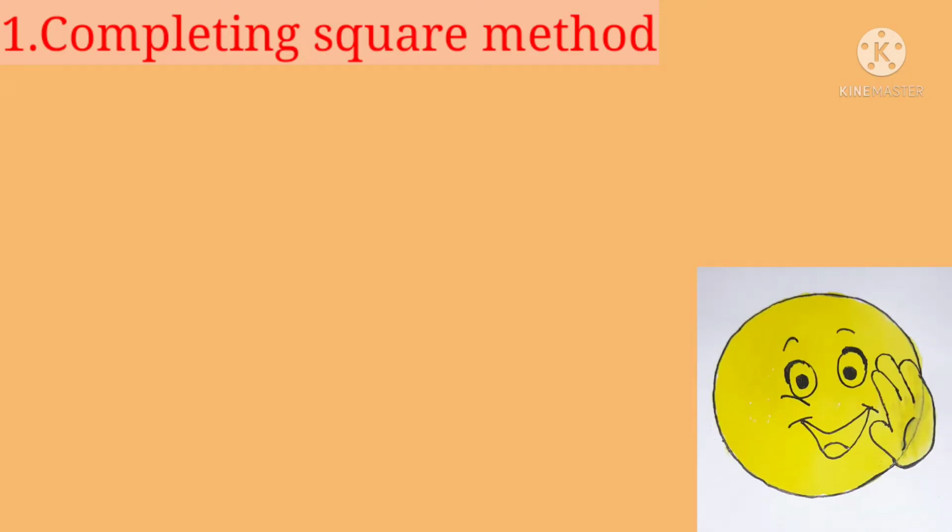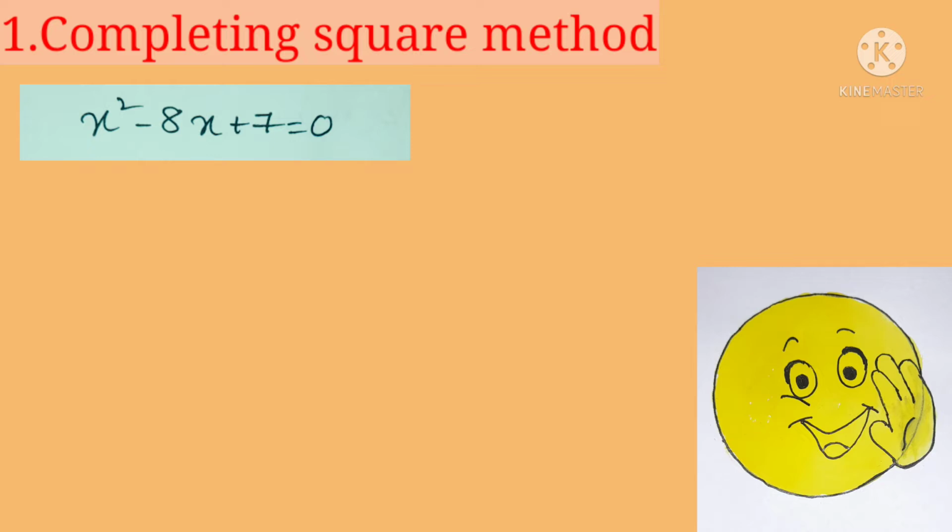Start with the first method, that is nothing but the completing square method. In this method I'm going to take one example, and I'll continue with the same example for each and every method, so that we can see the difference between the methods and we'll be getting the same answer. And what are the limitations will also be explained in this video itself. So the first example I'm going to take is x square minus 8x plus 7 is equal to 0.